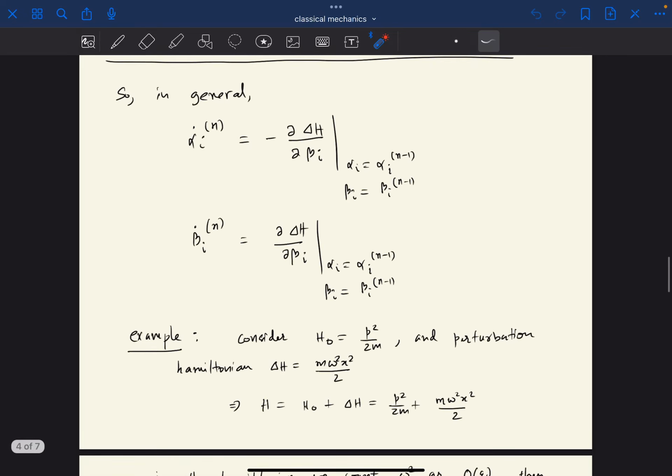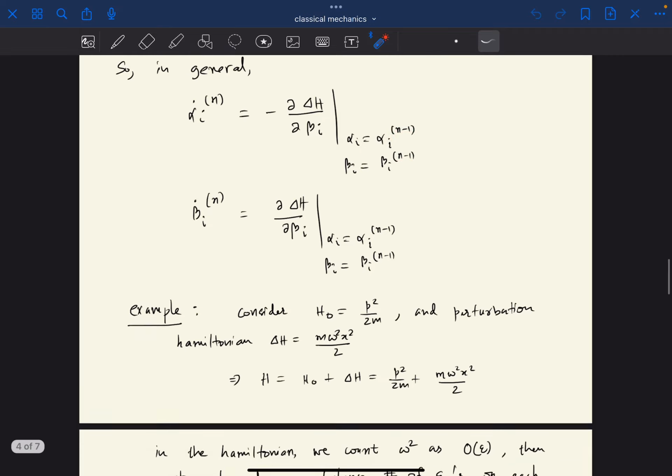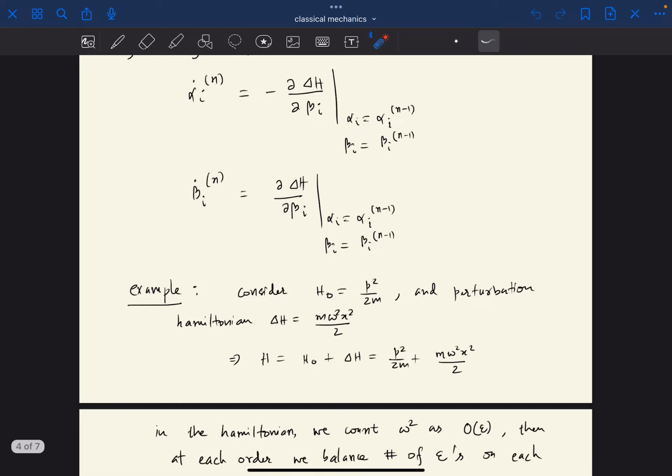So in general, this is my case: alpha i dot at the nth order, when we calculate, we evaluate this thing at the n minus 1th order. Same for beta i also.